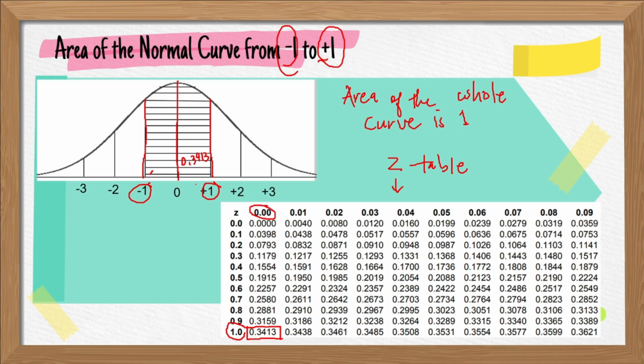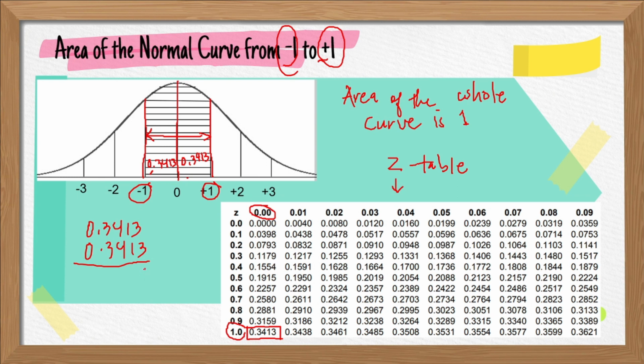So, kung ang area ng positive 1 dito is 0.3413. So, yung kabila din is 0.3413. So, the question is, ano ang area nito? Yung kabuuan. From negative 1 to positive 1. So, ang gagawin lang natin, i-add lang natin yung 0.3413, 0.3413. No? Para makuha yung kabuuang area.